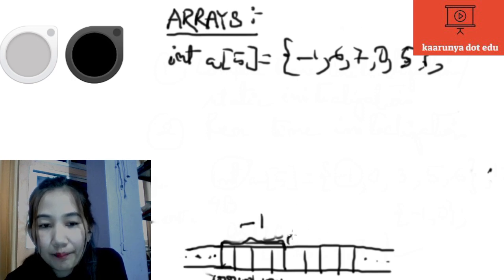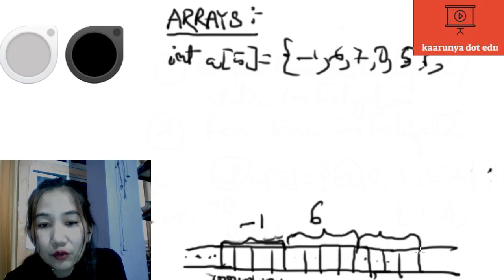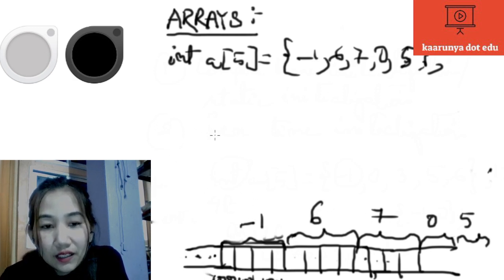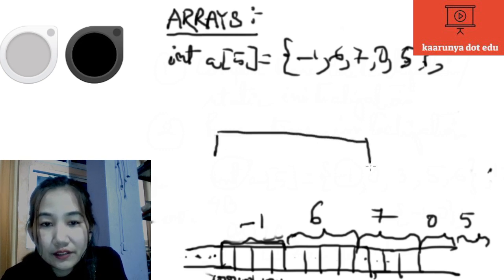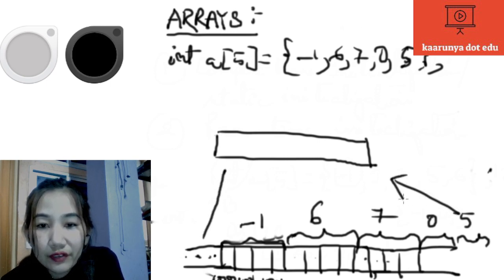So the next 4 bytes will be occupied by which element? The next element, which is 6. The next 4 will be occupied by which element? 7. And then the next 4 will be occupied by which element? 0. And the next 4 will be occupied by which element? 5. So from this, we can view our array in this manner.